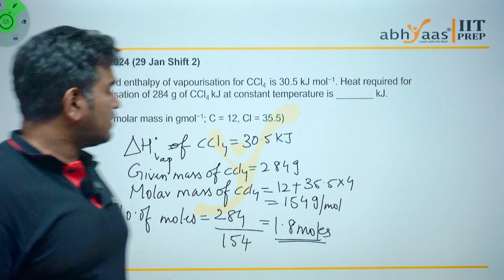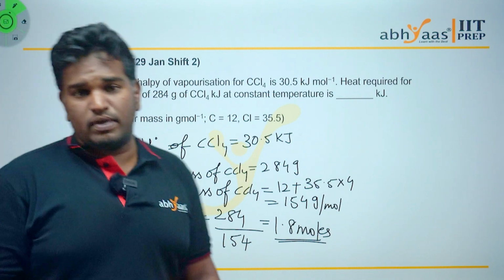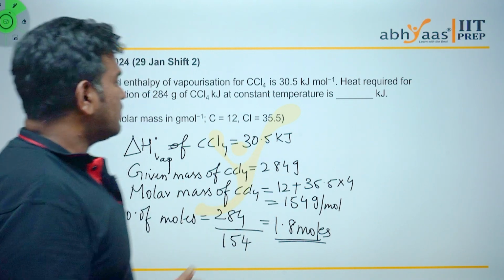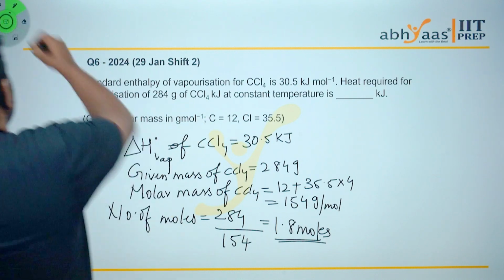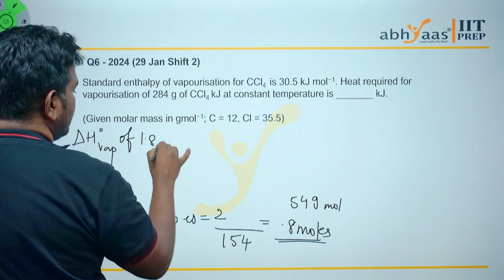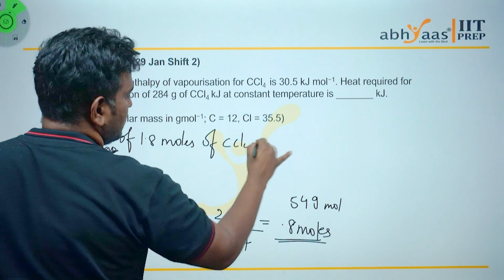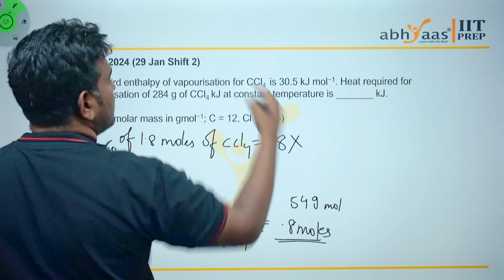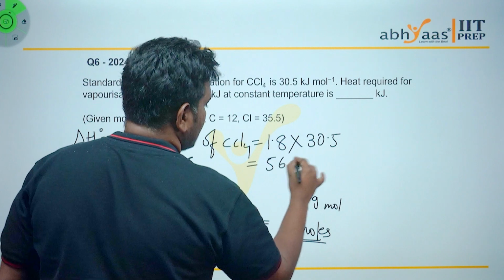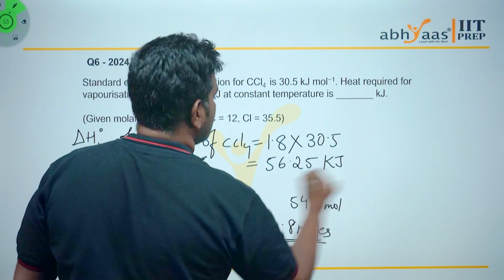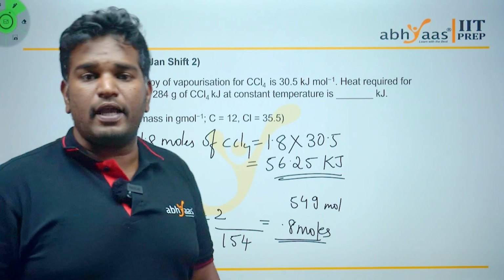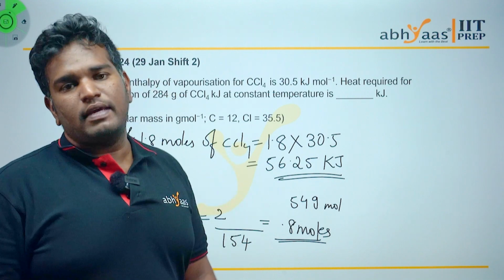So for 1 mole of CCl4, it is given 30.5 kJ is the delta H vaporization. Now we have to find out the delta H vaporization for 1.8 moles. So what we will be doing? We will just multiply these particular values. So here we can write delta H vaporization of 1.8 moles of CCl4 equal to what? 1.8 into 30.5, right? So you will be getting the answer as 56.25 kilojoule, right? When you are doing that particular calculation, you will be getting 56.25 and that will be your answer.